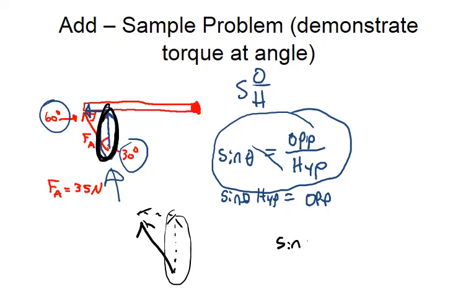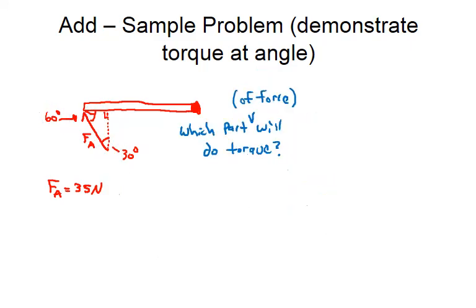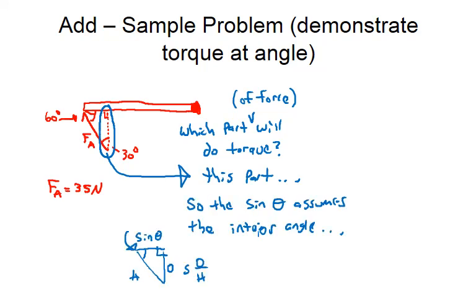Sine theta equals opposite over hypotenuse. So the opposite side is here. The adjacent side is here, right? Or not the adjacent, the hypotenuse is here. So when we look at the torque equation, we have to be very careful with that. In other words, which part will actually do torque? And again, only this portion right here will do torque. So what angle do we actually need? We know we need this part.